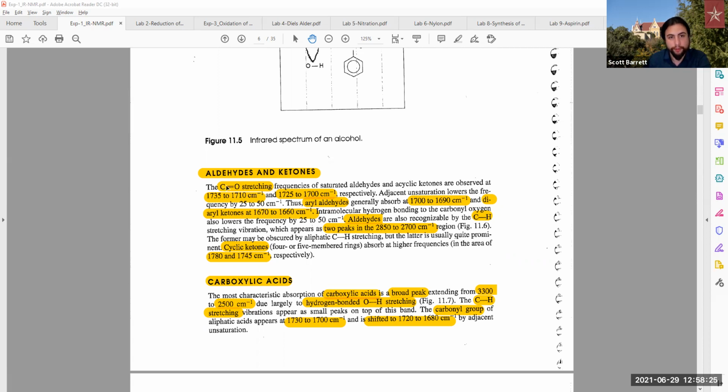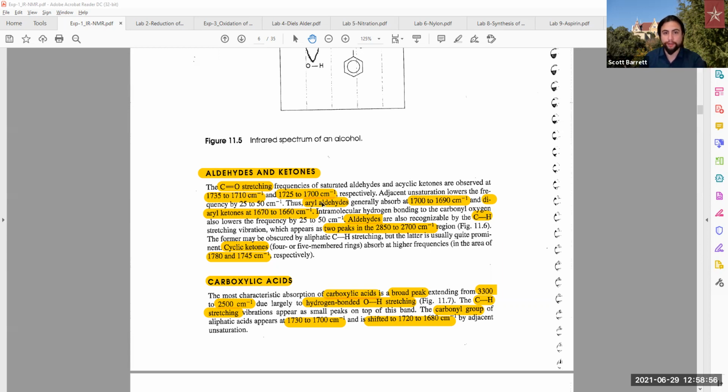So the carbonyl, the C double bond O stretching frequency of saturated aldehyde and acyclic ketones will be from 1735 to 1710. So that's the aldehyde. And then 1725 to 1700 for the ketone. So the aldehyde is a little higher, the ketone's a little bit lower, and that's the main thing to remember, but they're very close. So it's going to be a little hard for you to really know exactly where that is unless you know the exact location of where this should be.